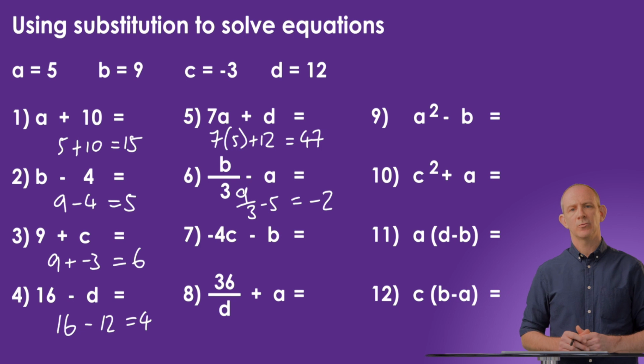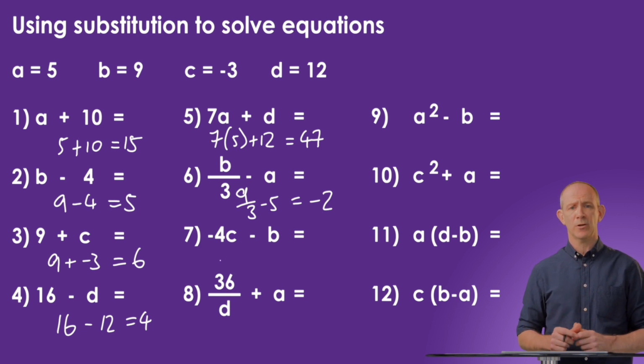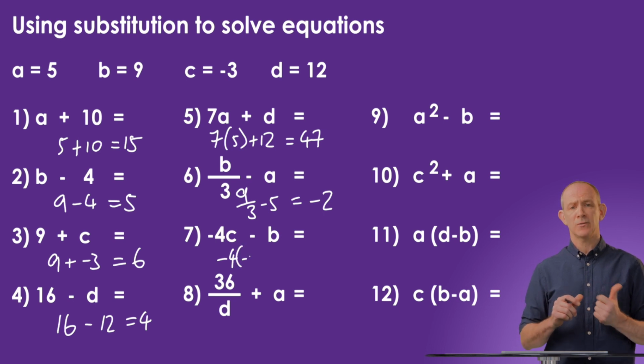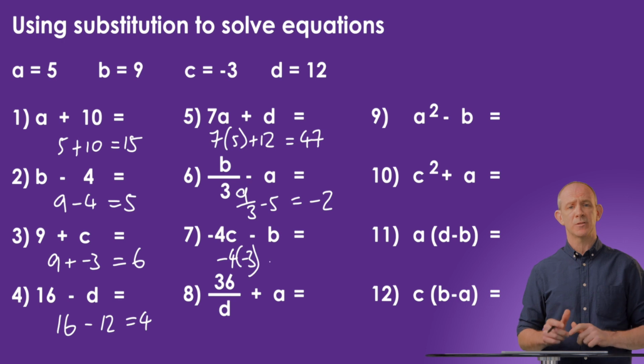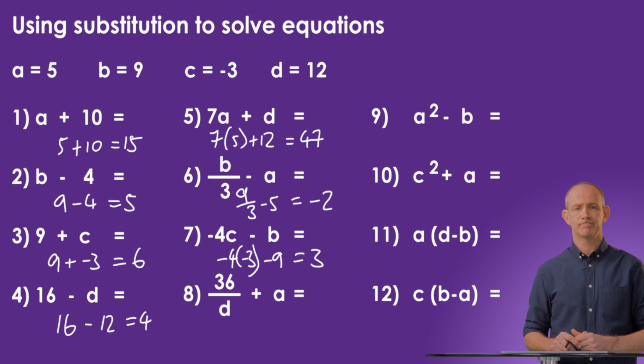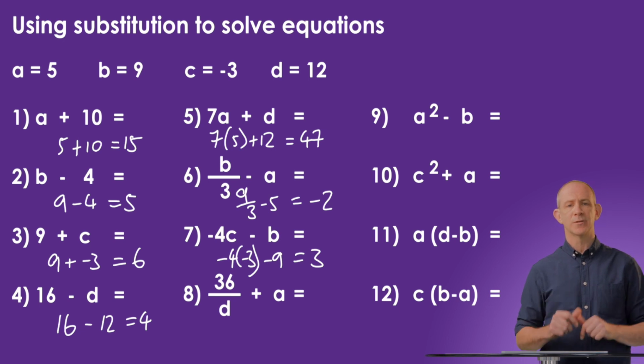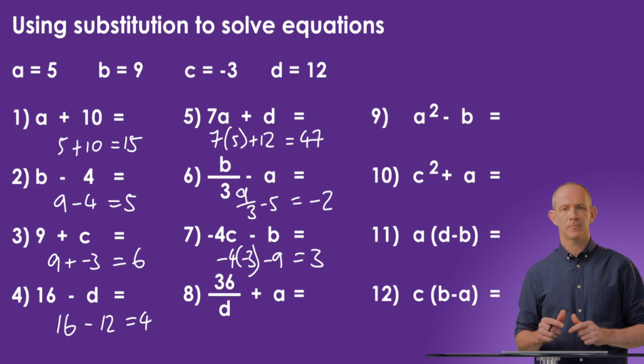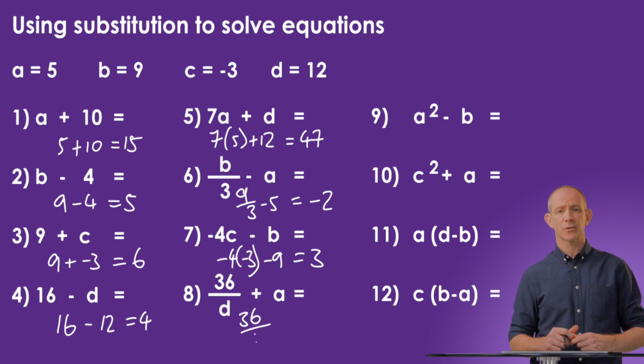In this next one, we've got -4 multiplied by c, which is -3. Take away b. So we're going to do a negative times a negative. So -4 times -3 would give us 12. Take away 9 to give us 3. In question number 8, we've got 36 over d plus a. So d equals 12, so 36 divided by 12 would give us 3, plus a, which equals 5, which gives us 8.